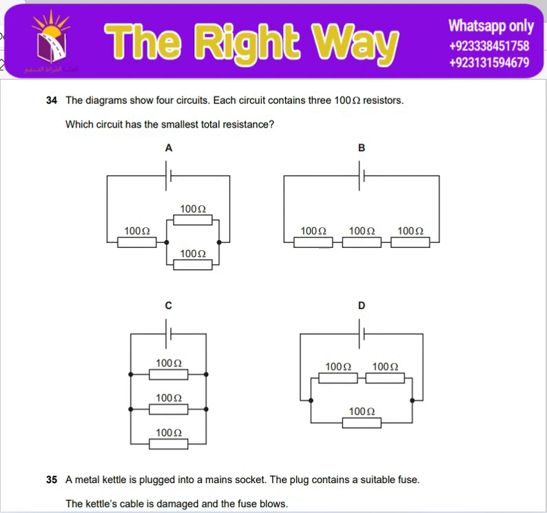Question 34. The diagram shows four circuits. Each circuit contains 100 ohm resistors. Which circuit has the smallest resistance? Okay, in general we know that if they are all connected in parallel, the result will be minimum. So C is the right option.